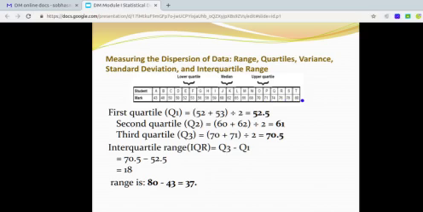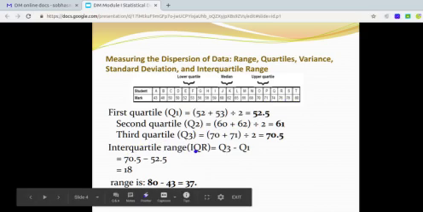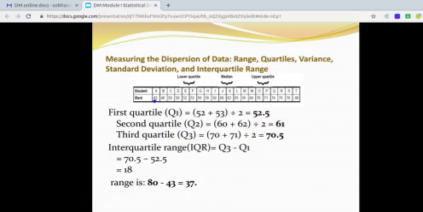Last value is 80. If you want to find the interquartile range, how do you find it? Q3 minus Q1. Q3 is 70.5 and Q1 is 52.5. So the value is 18. And the range is the last value minus the first value. That is 80 minus 43, 37. These concepts are very important for measuring the dispersion of data.